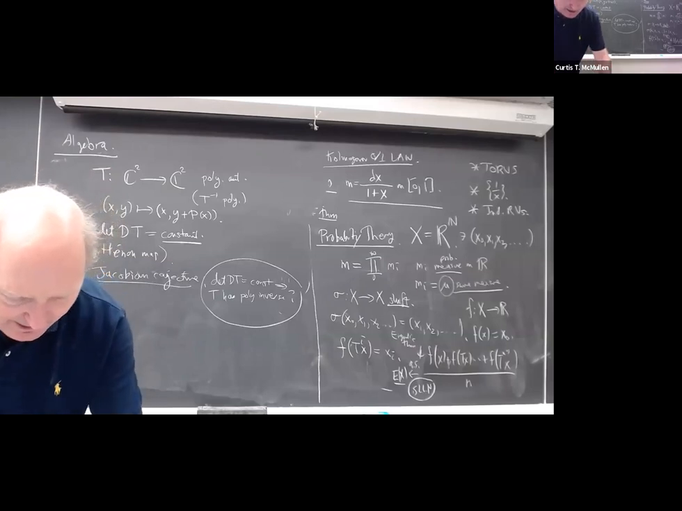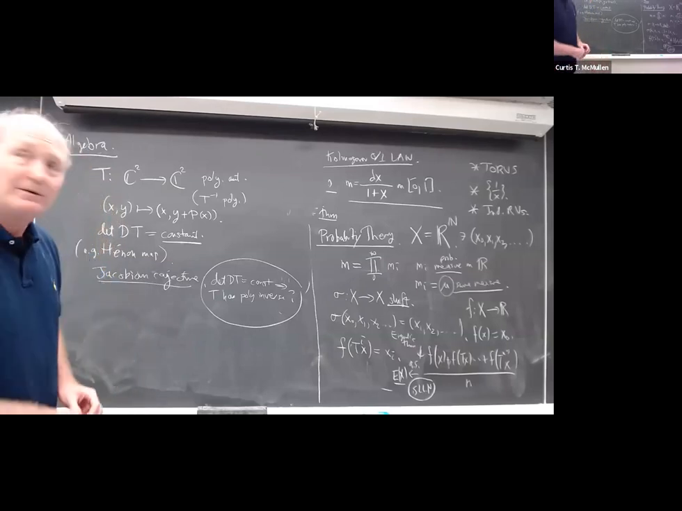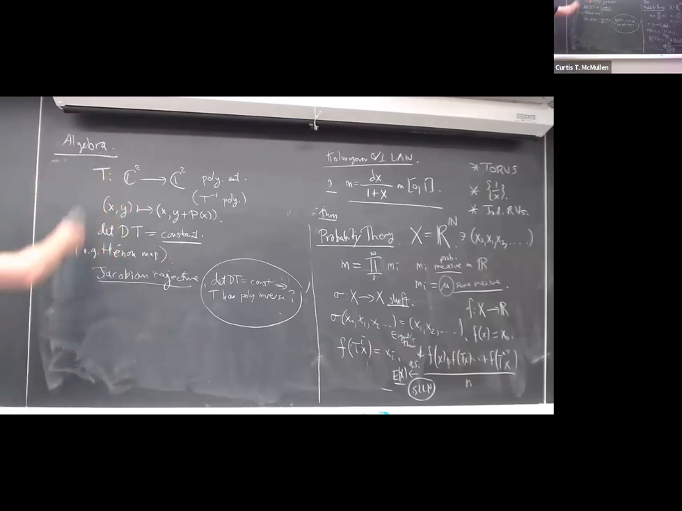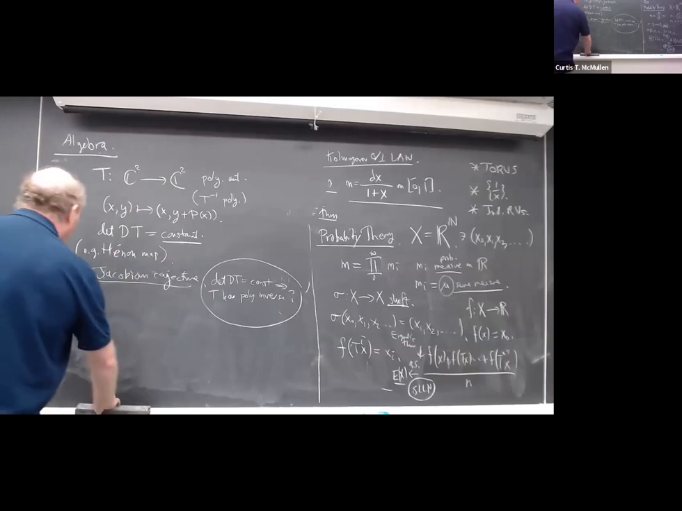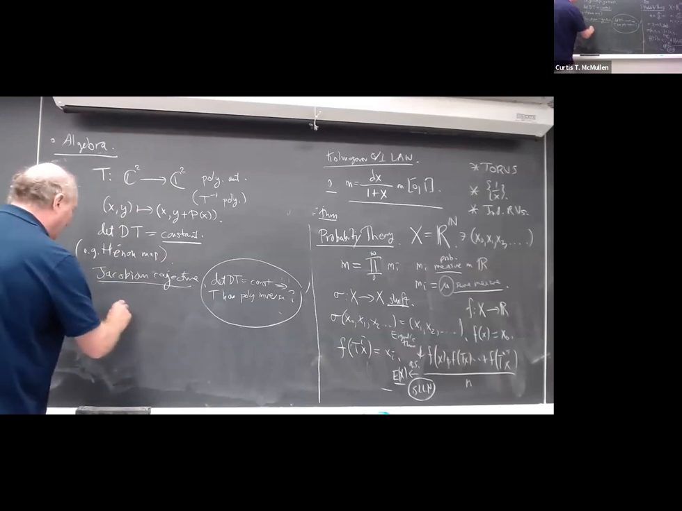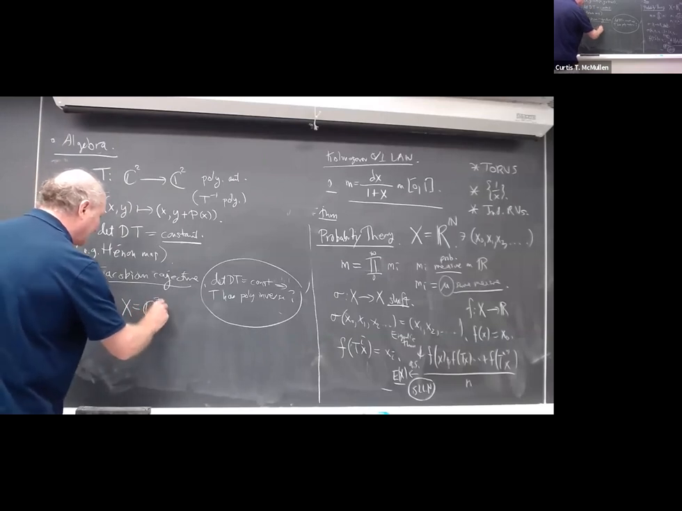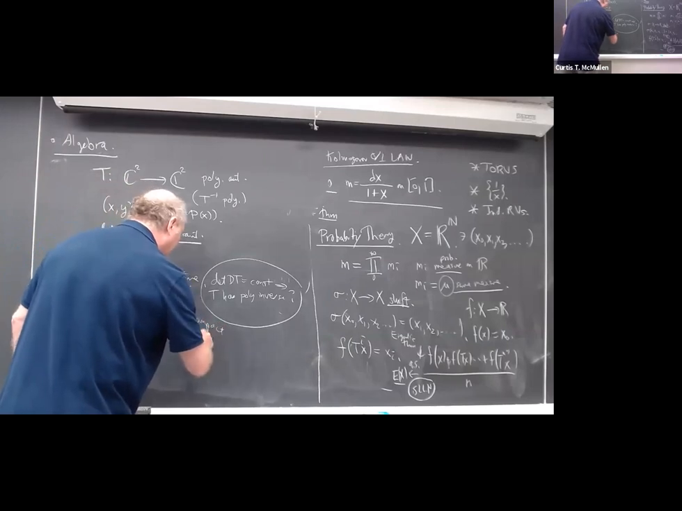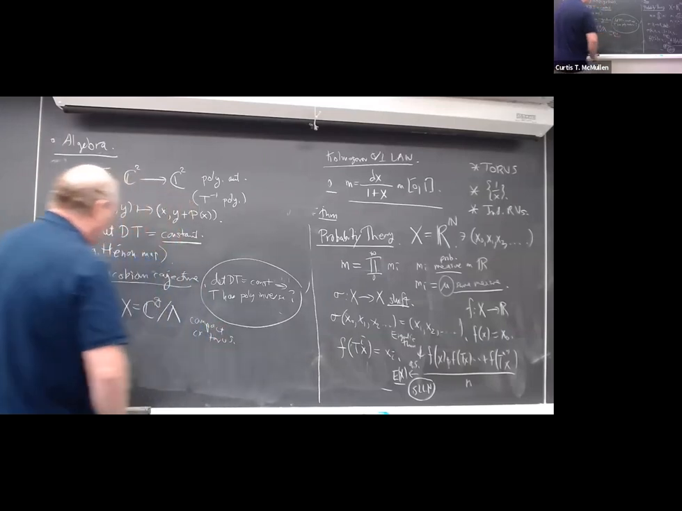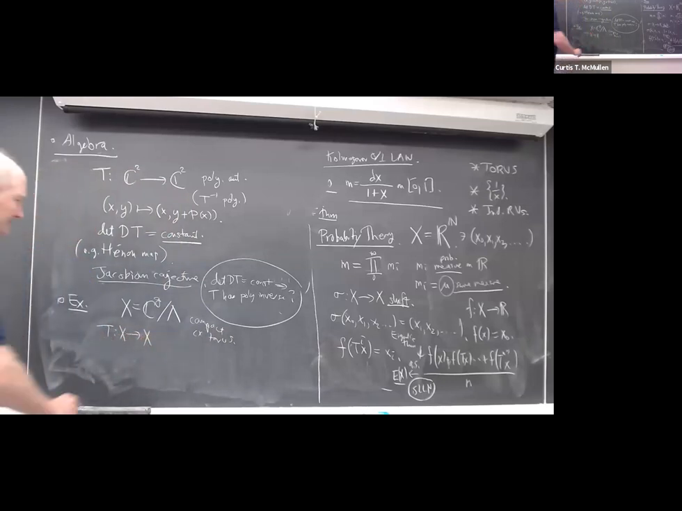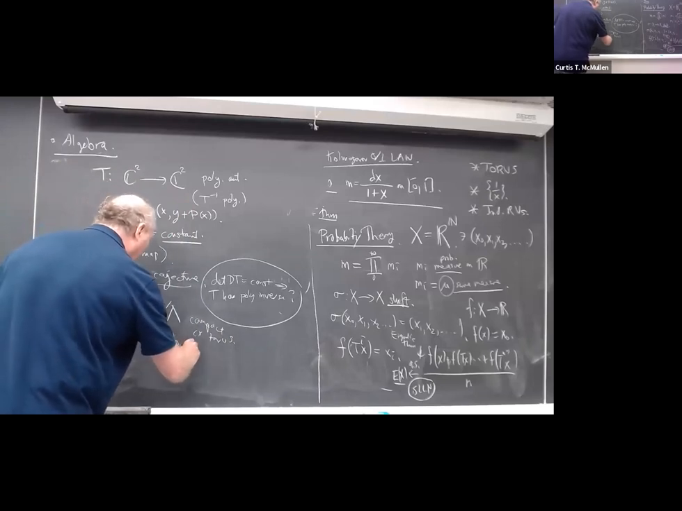So maybe I'll conclude, or just make sure I get in today, a couple of another class of examples coming from algebra. So another example is that if, let's say, X is C^g modulo lambda, a compact complex torus, and T from X to X is, say, a holomorphic automorphism.